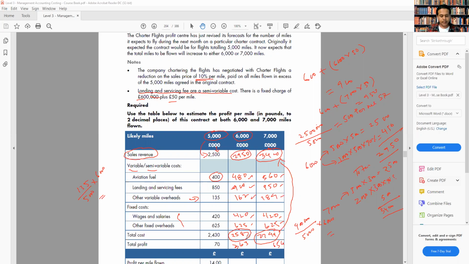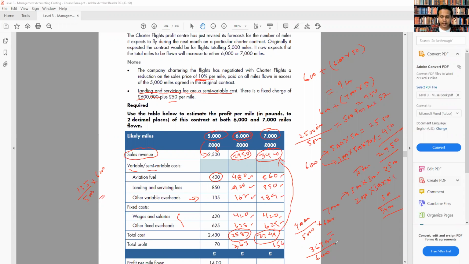That's it. And the next point we have is profit per mile. So we just need to divide by the mile. If it is 6,000, you divide the profit by 6,000. If it is 7,000, divide by 7,000. So for example, we have 363 divided by 6,000. That will give you per mile.